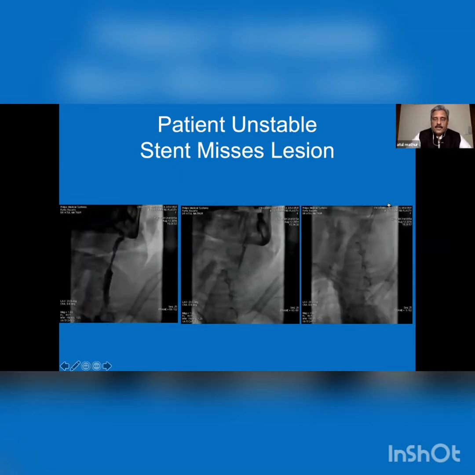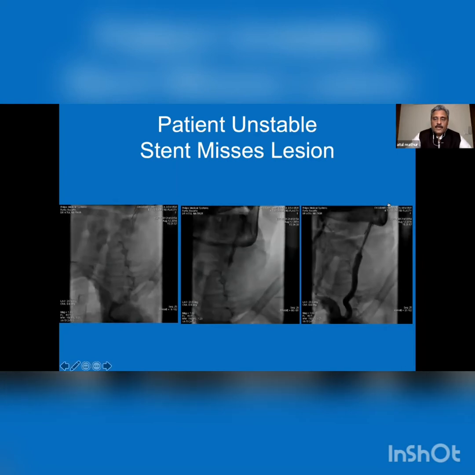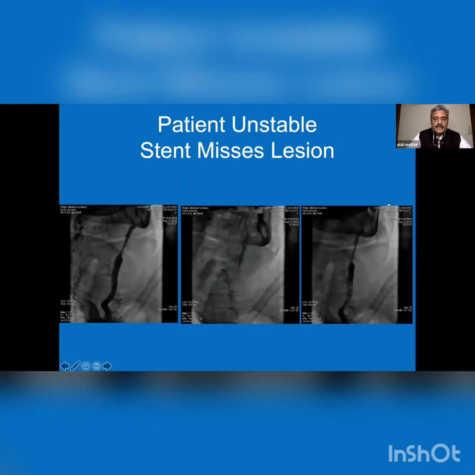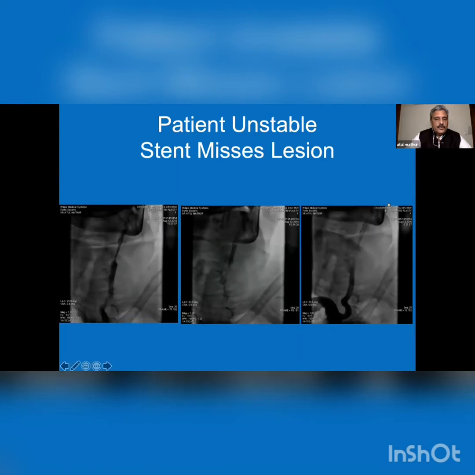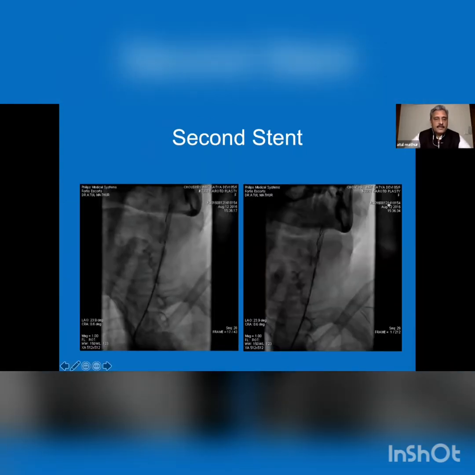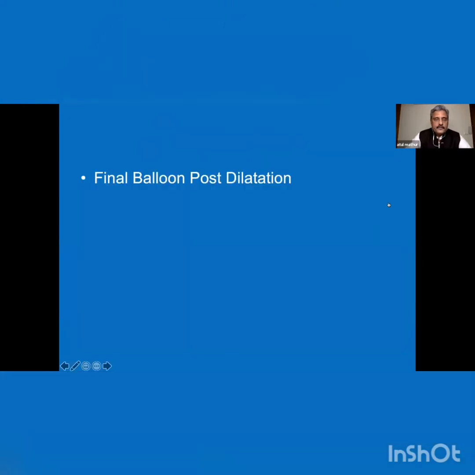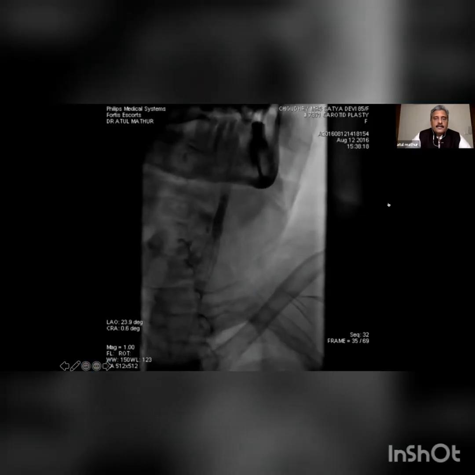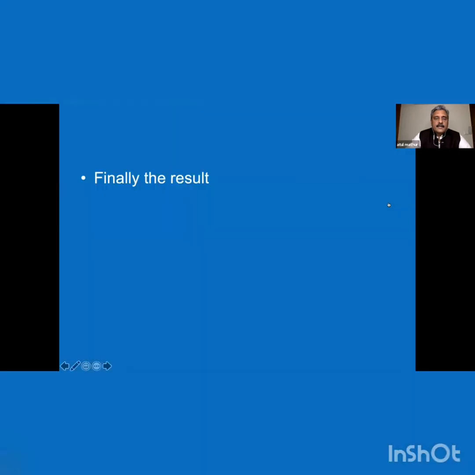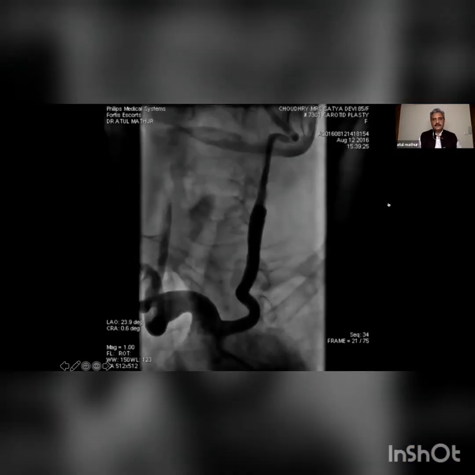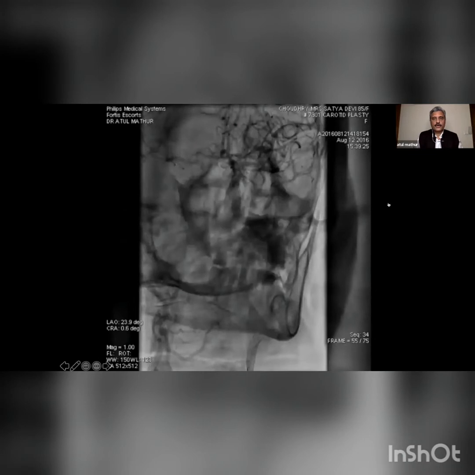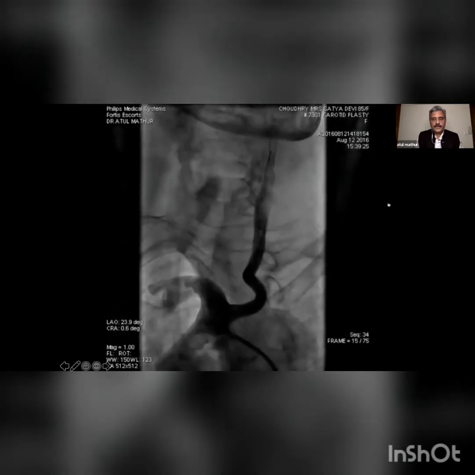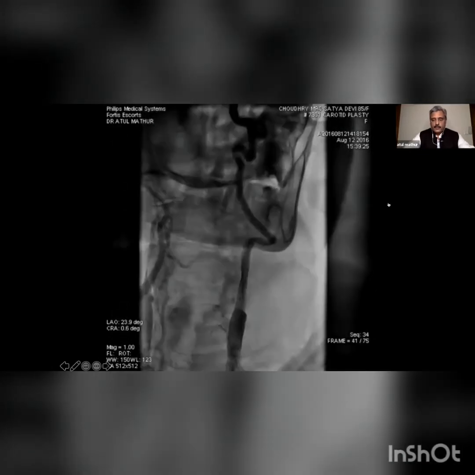And then also we had to keep in mind that we have a buddy wire which is outside the previous carotid stent. So we had to keep in mind that that buddy wire does not get trapped. The second stent was advanced and deployed, and subsequently a final balloon dilatation was performed. And finally, we got a brisk flow going up into the carotids. There was no evidence of any intracranial embolization.